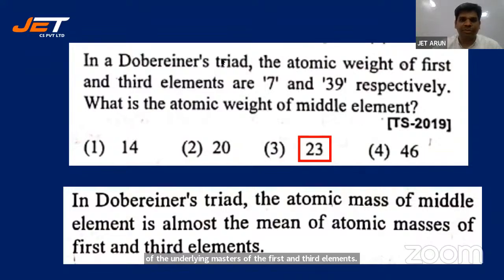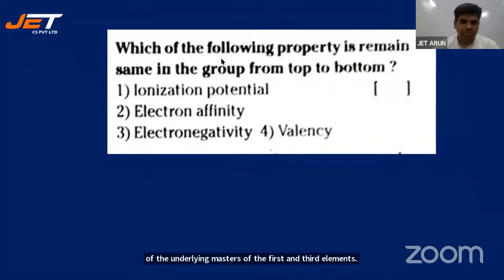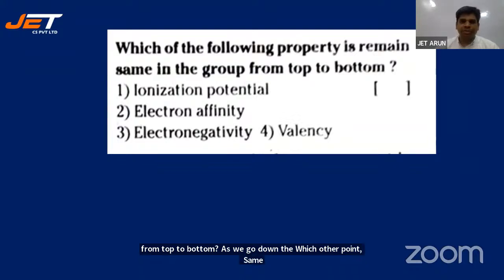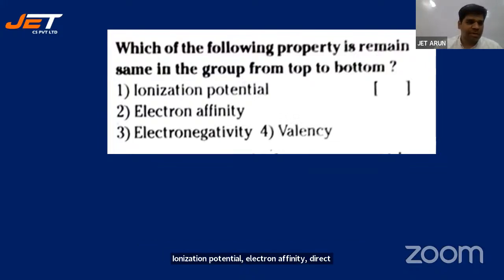All right, let's go for the next one, students. Which of the following property remains same in the group from top to bottom? As we go down the group, which of the following property remains same? Ionization potential, electron affinity, electronegativity, valency. Oh, good. Students, I highly appreciate you all for participating first of all and also to get the right answer. Excellent, students. Few of you are going wrong.